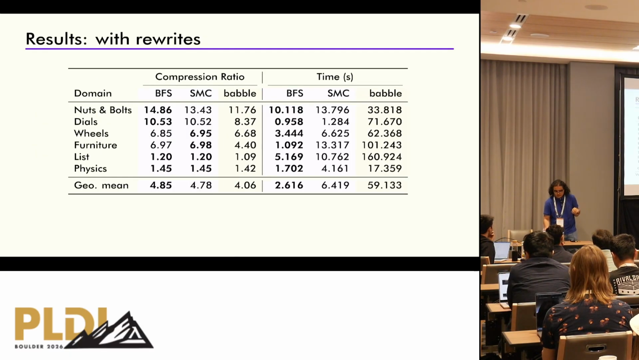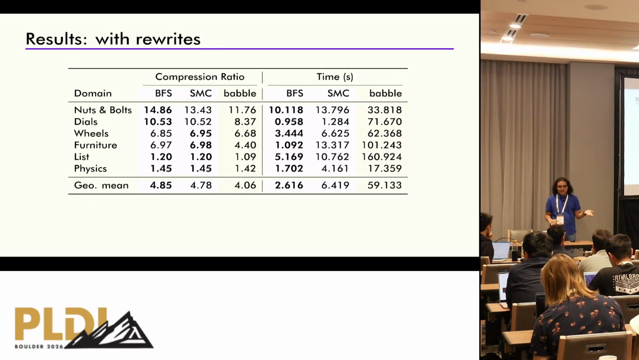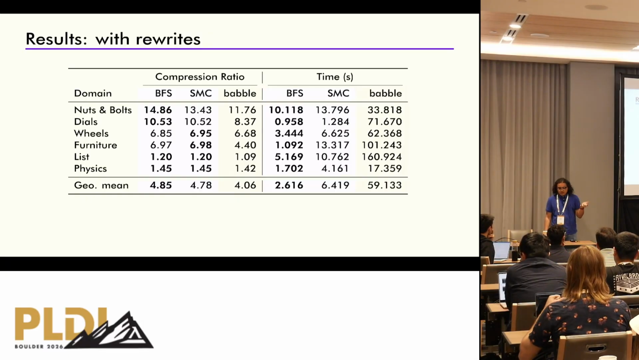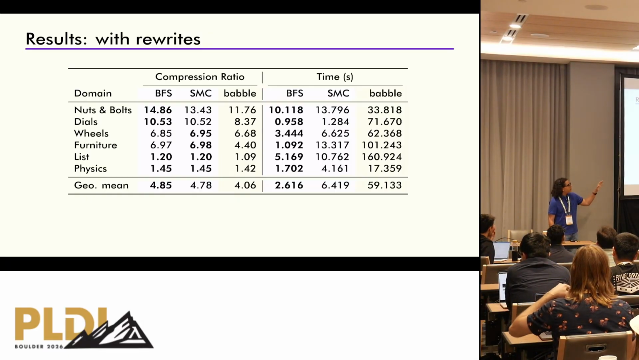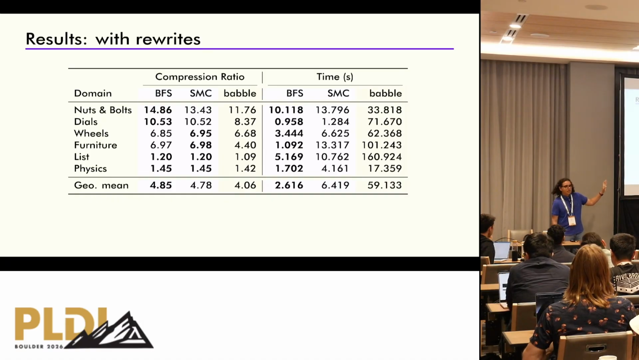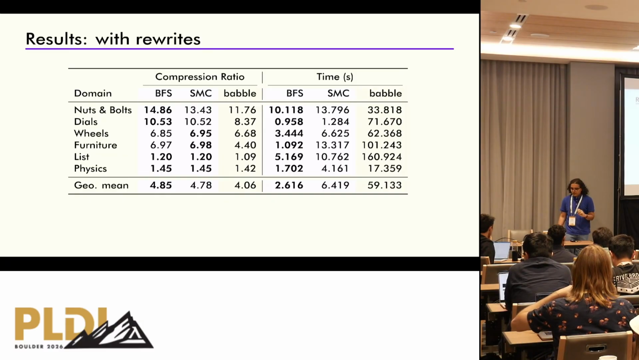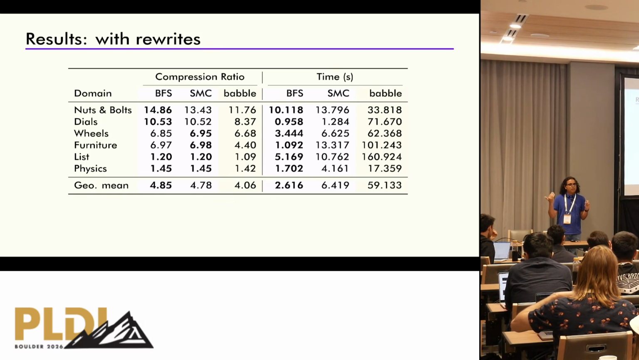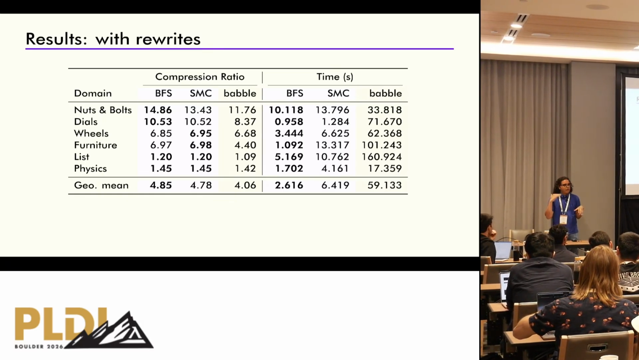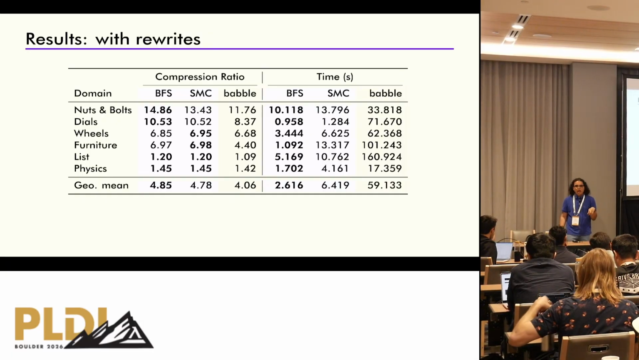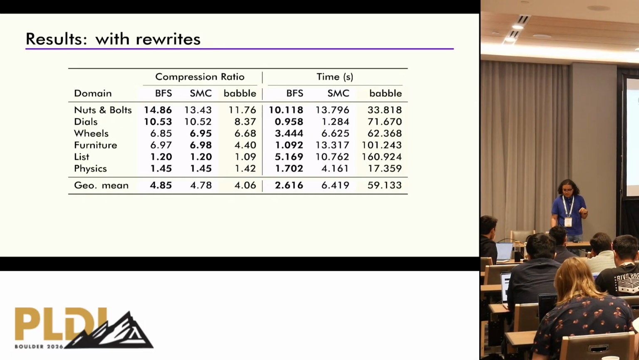Now, of course, primarily we're interested in domains that do have rewrites. Stitch drops out here because it just can't handle them. And our comparison is mainly to Babble. In our comparison with Babble, we find that we're able to improve compression a little bit. So we go from 4.06 on Babble to 4.85 on average across these domains. But more importantly, the time reduces considerably. Babble takes about a minute on average across these domains, and we're able to do it in 2.6 seconds.